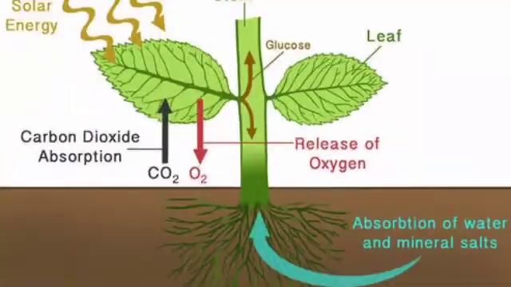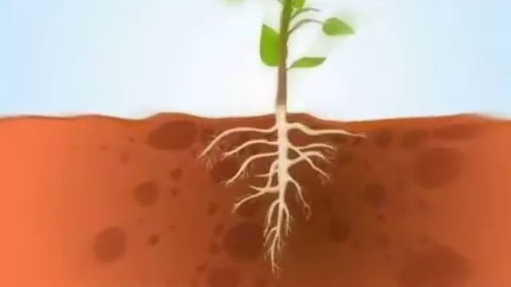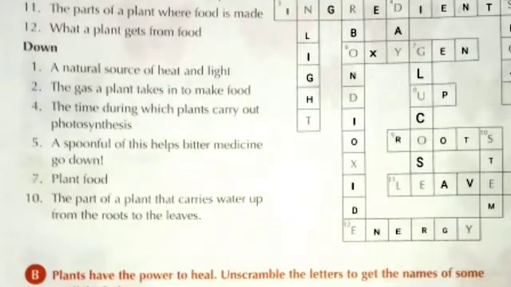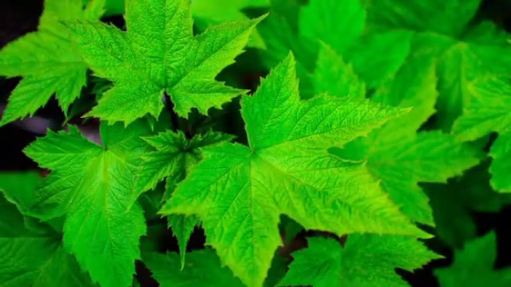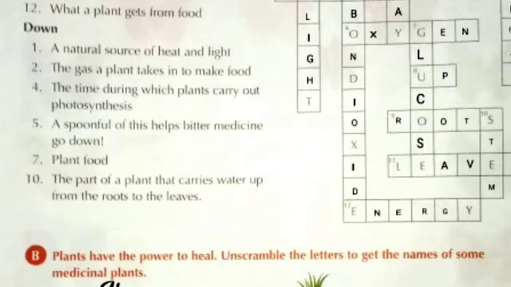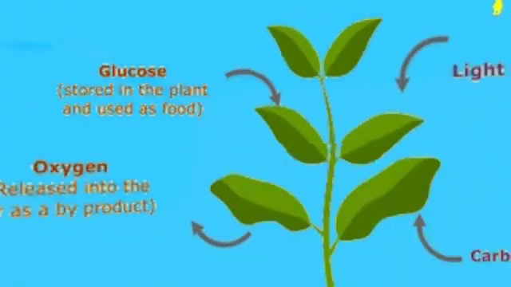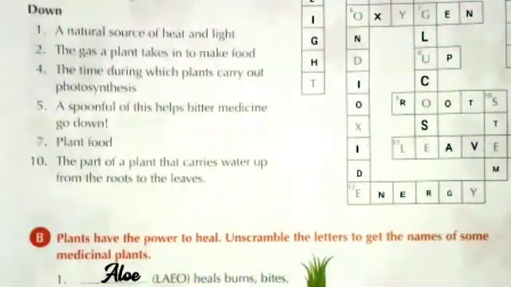The answer is up. Next, the part of a plant that draws up water. The answer is roots. Next, the parts of a plant where food is made. The answer is leaves. Next, what a plant gets from food. The answer is energy. Down. A natural source of heat and light.